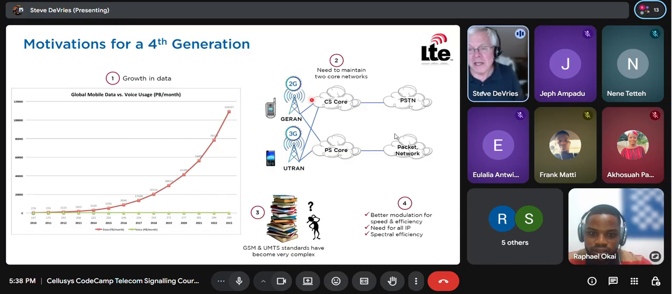Third generation systems had a circuit switched core network, had a packet switched core network, had circuit and packet switch decisions made here at the radio and on the radio access network. So again, that wasn't real efficient. The specifications were getting complicated, and we needed better. What was needed was better modulation, better efficiency, more bits per hertz to handle this ever increasing amount of data.